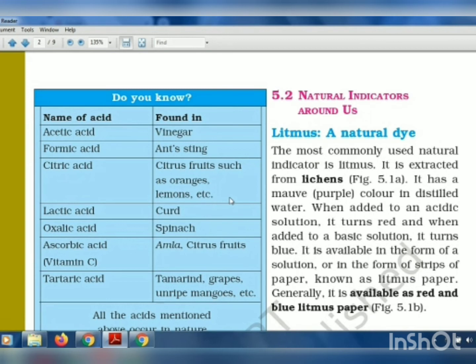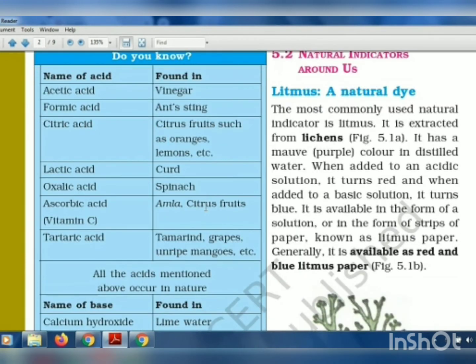Okay, we had discussed that there are 3 types of natural indicators: turmeric, litmus and China rose. Here in this table, it is given the names of some acids and where these acids are found. So this table is important, you should learn this.